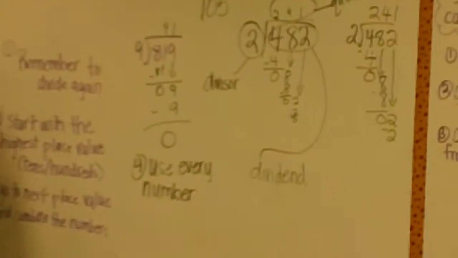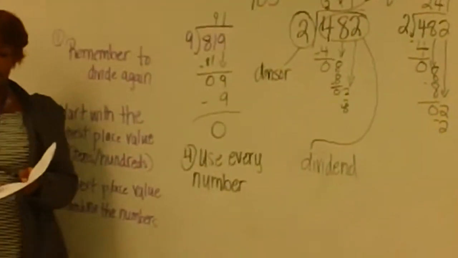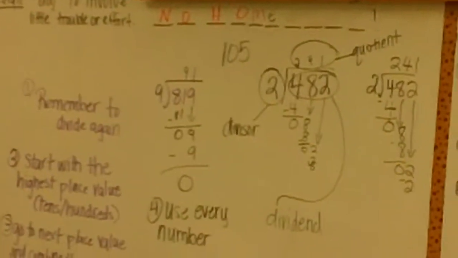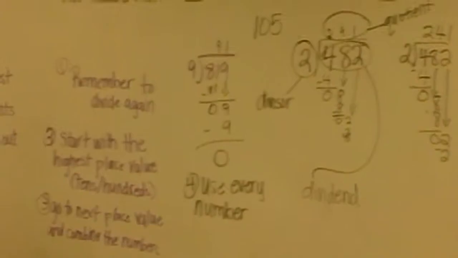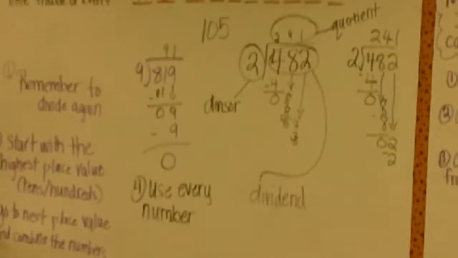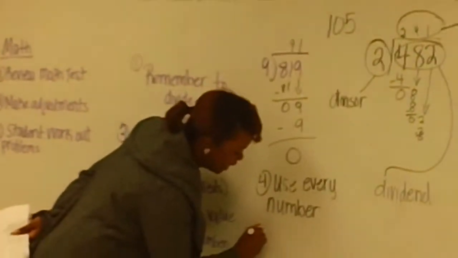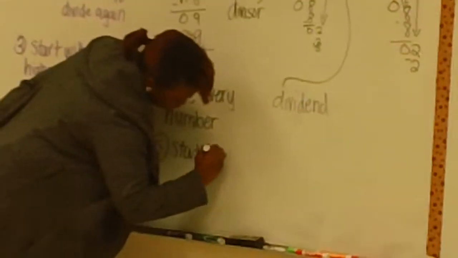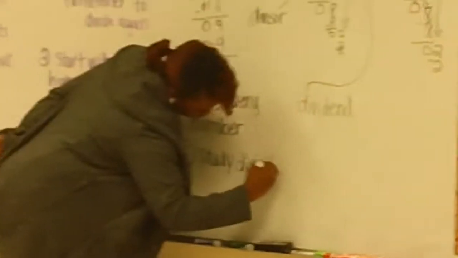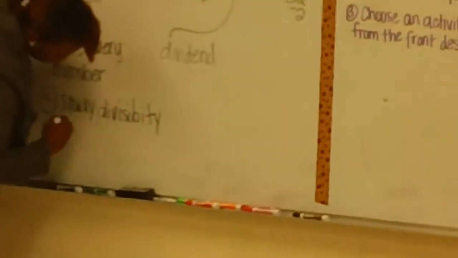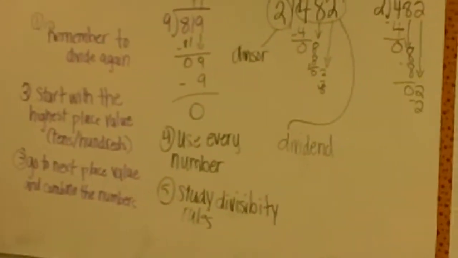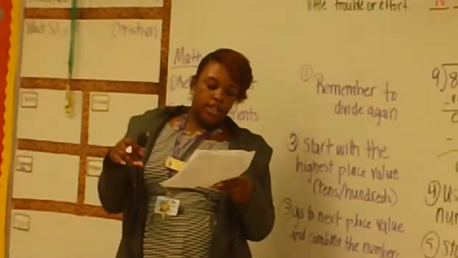Yes, ma'am. So moving forward, when you retake the test next week, it's not going to be the same problem. It's not going to be the same number. I may say a number is divisible by 8 if what? You're going to have to fill in the blank. So make sure you study your divisibility rule. So number 5 for our notes, you're going to put study divisibility rules. And that'll go for number 1 and 2.